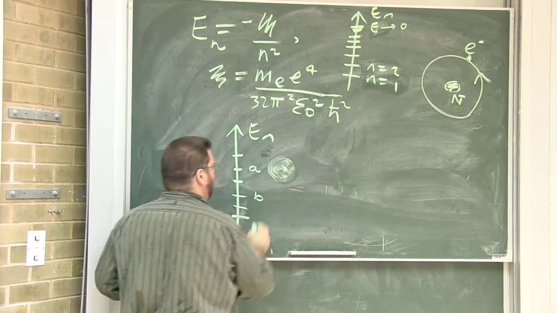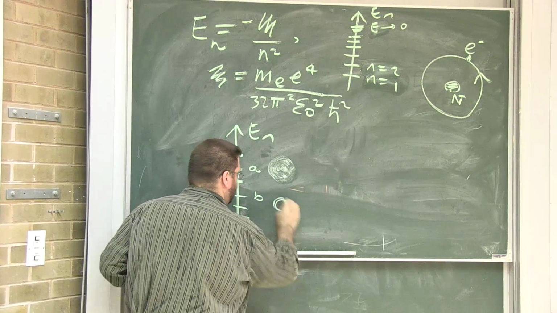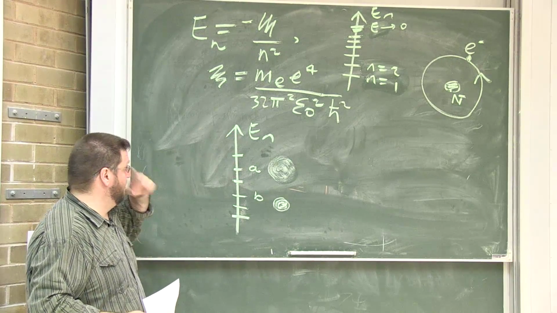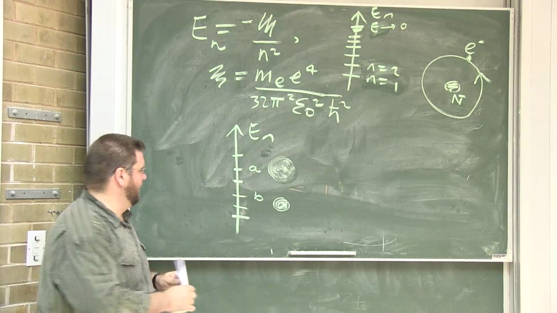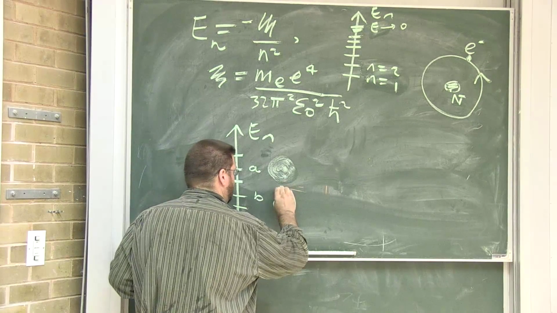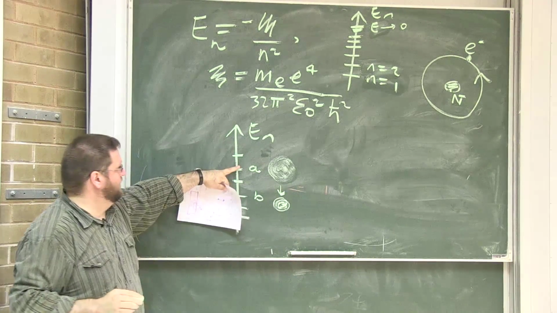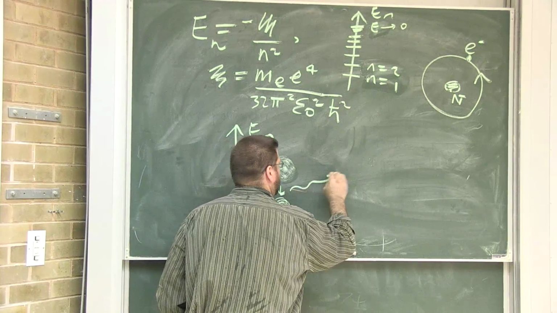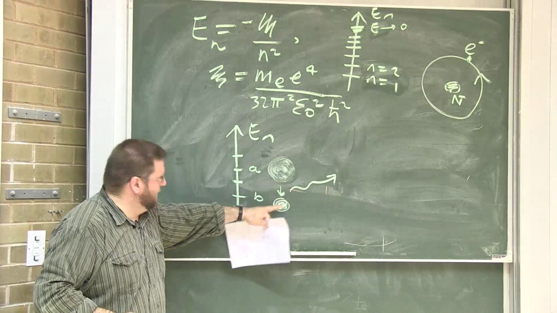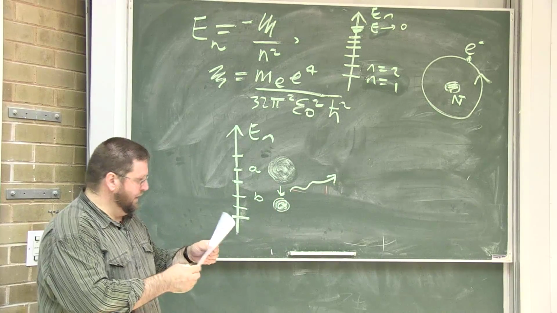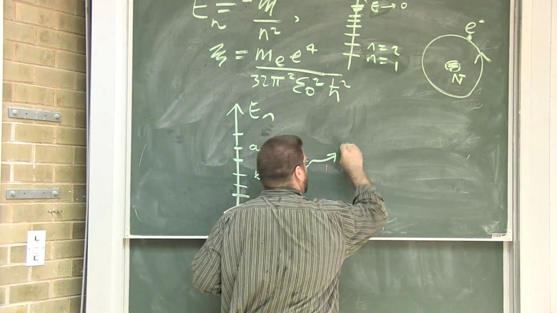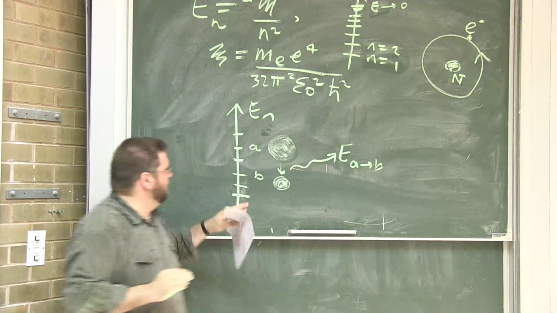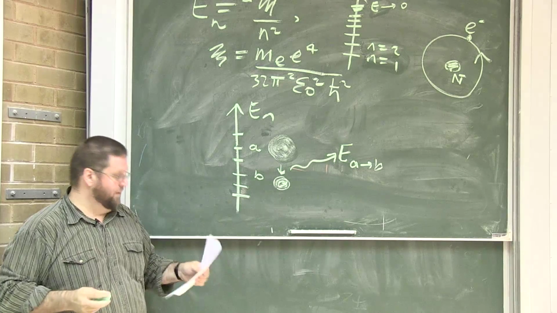So here's an excited state of the hydrogen atom. Here's a de-excited state of the hydrogen atom. Lower energy down the bottom, higher energy up the top, N equals A or N equals B. And when the atom de-excites from the higher energy state to the lower energy state, it's going to emit a photon. We can ask the question, what is the energy of the photon released when the atom de-excites from state A to state B?